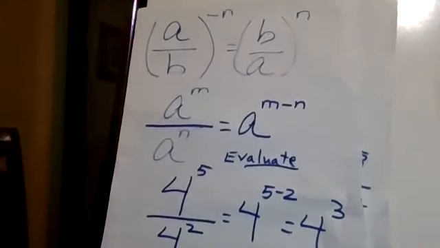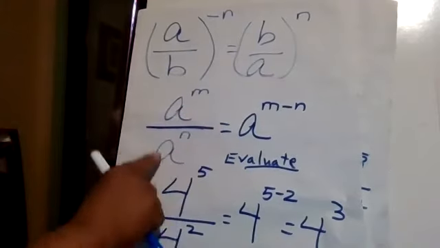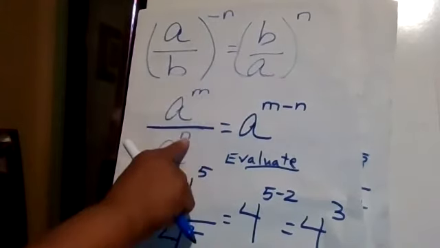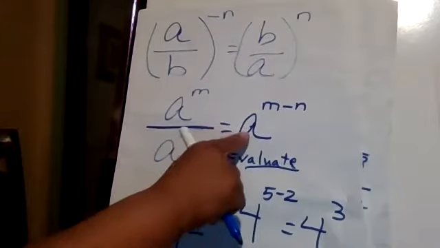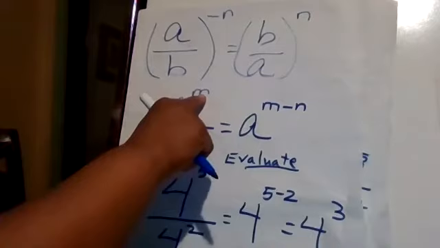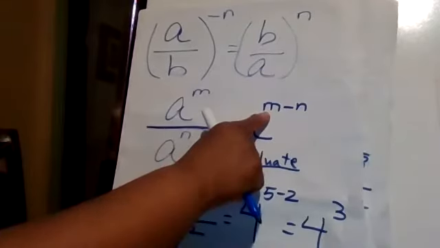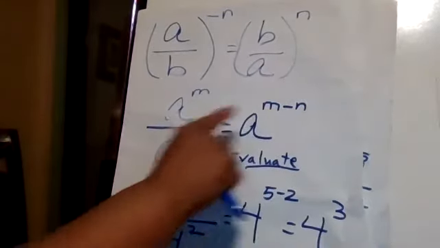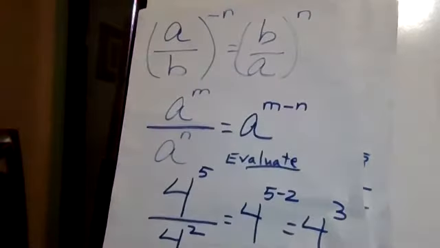Now this is the quotient rule. When dividing, that's what that fraction bar is, like bases, subtract exponents. So we end up with a base of still a, and now we're going to take the numerator's exponent, which is m, and subtract the denominator's exponent, which is n.